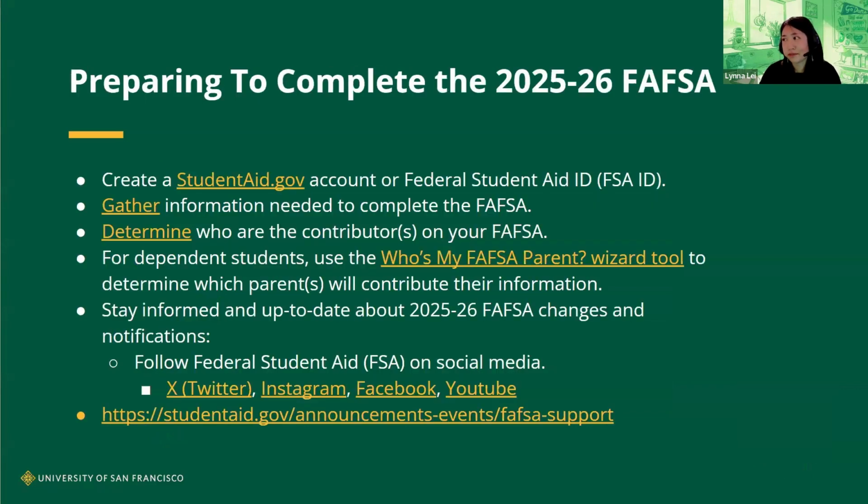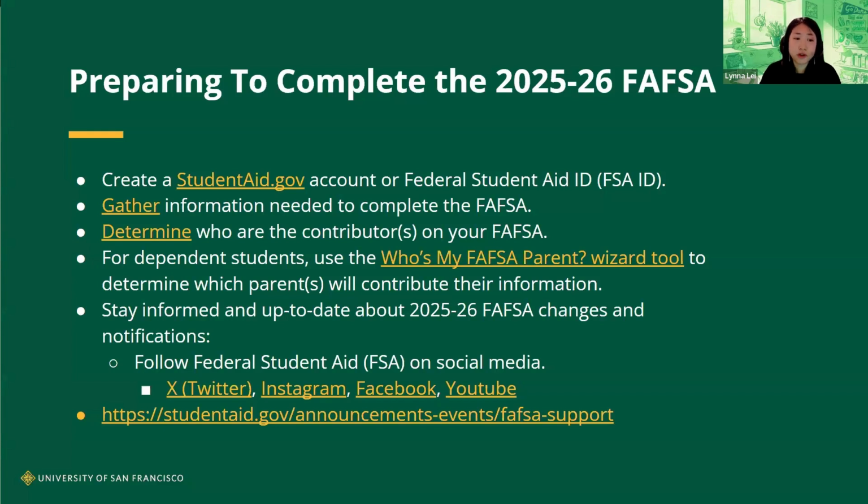And then how do you prepare to complete the application? First, you would want to make a student aid account, also known as the Federal Student Aid ID. And then next, you want to gather information needed to complete the FAFSA. You want to determine who the contributors are on your FAFSA. And for dependent students, you can use the Who's My FAFSA Parent Wizard tool in order to determine the parent contributor that will be on your application, that is necessary for your application.